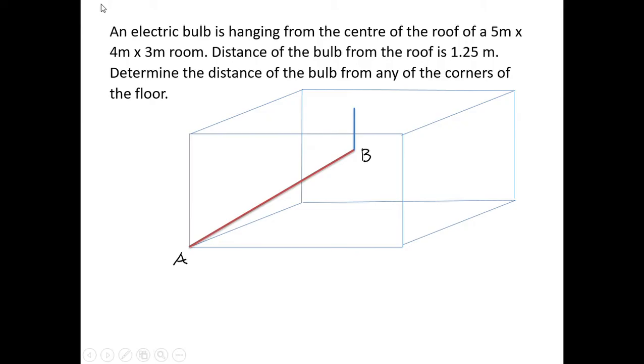Another question: an electric bulb is hanging from the center of the roof of a 5 by 4 by 3 room. The distance of the bulb from the roof is 1.25 meter. Determine the distance of the bulb from any corner of the floor.